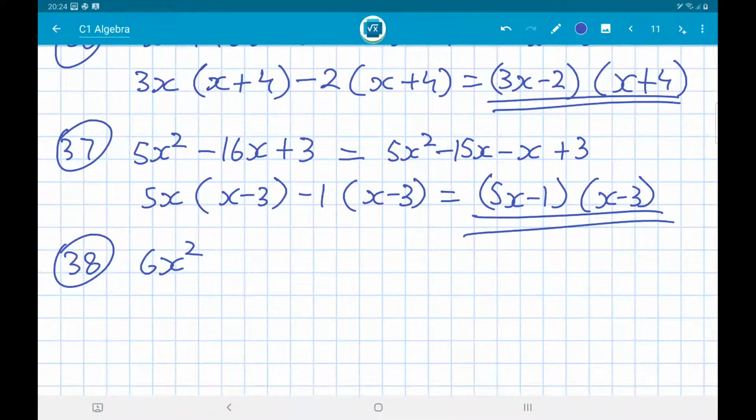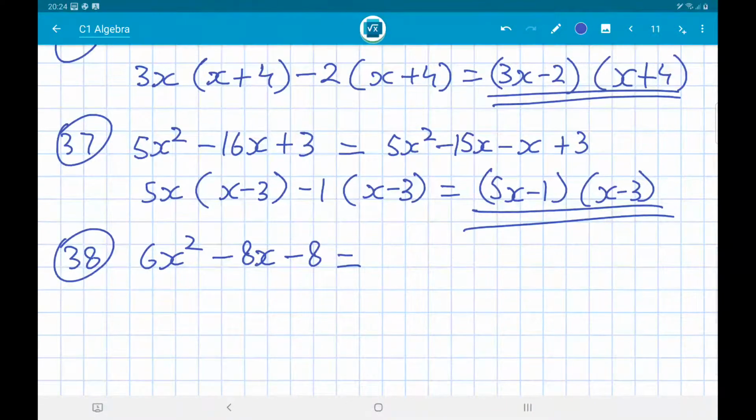6x squared minus 8x minus 8 gives you... Alright, so something that multiplies to give us 48 and adds to give you minus 8. 12 and 4? 12 times 4 is 48. So you get minus 12 and plus 4.